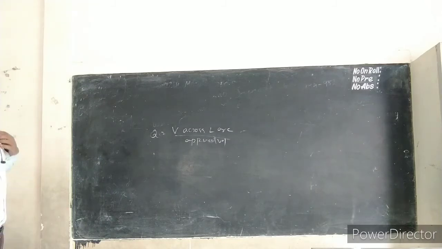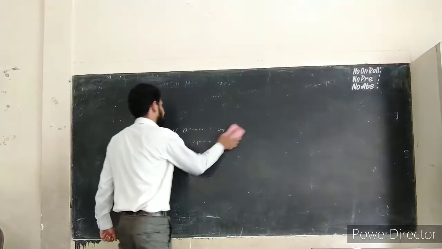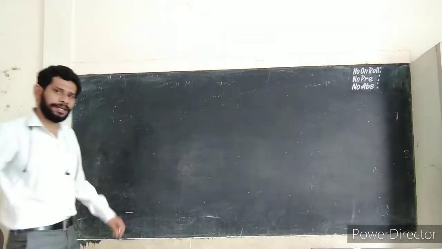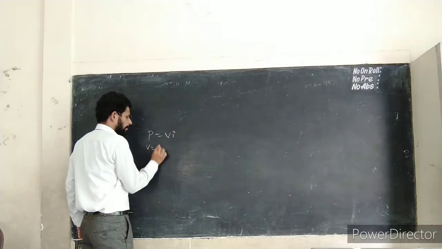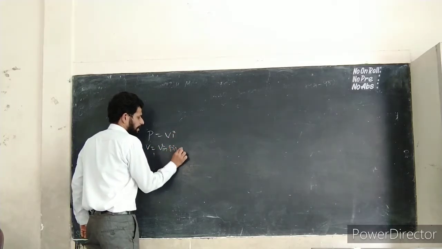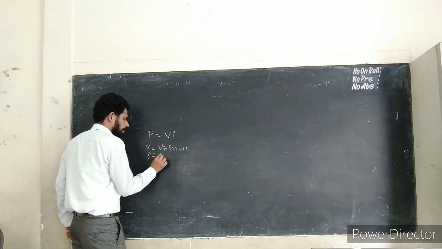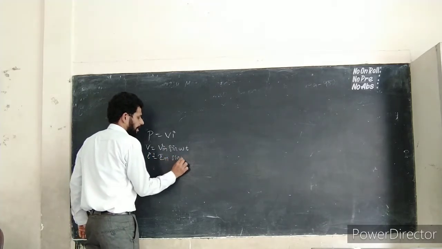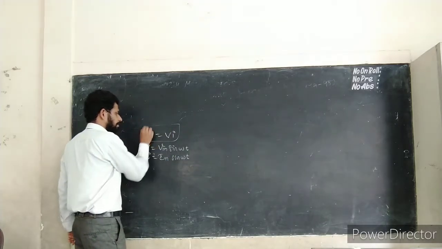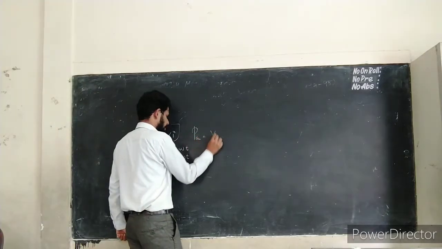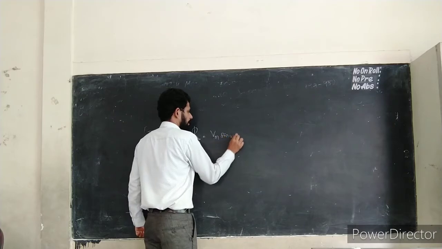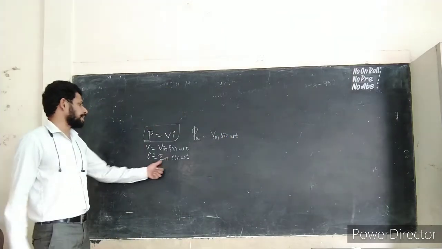Okay, so listen. Next one thing, there must be a power in an AC circuit. What is the power formula? Power is nothing but P equal to VI. V is Vm sin omega t, and I is Im sin omega t. So we have to calculate the average power, which will be Vm sin omega t times Im sin omega t.